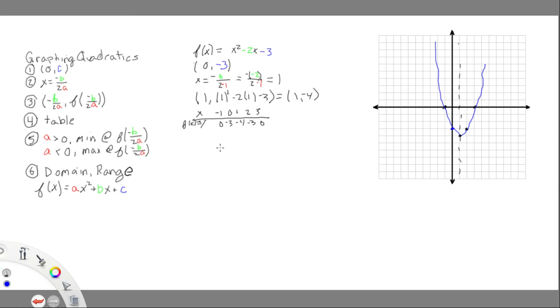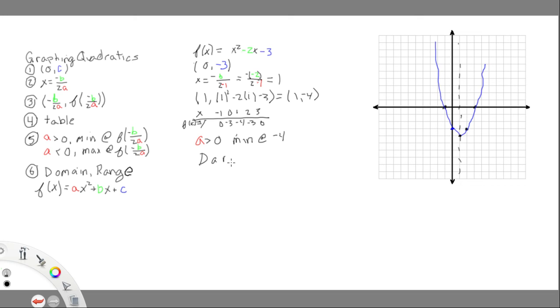Step 5 is the value of a. Try and determine if it has a min or max. Since a is greater than 0, I have a minimum at the vertex. The minimum at the vertex is negative 4, so I have a minimum at negative 4. So that's all of step 5. Step 6 is the domain.